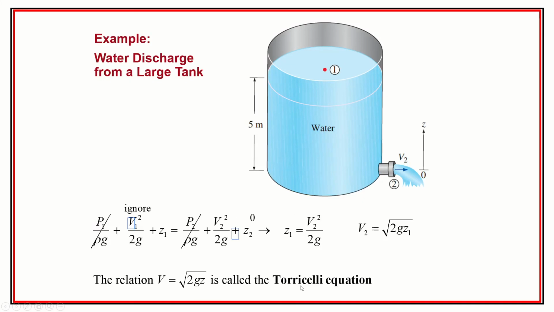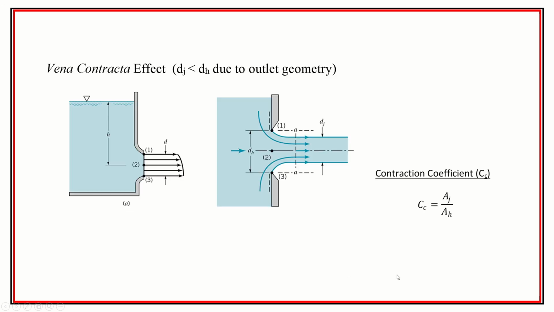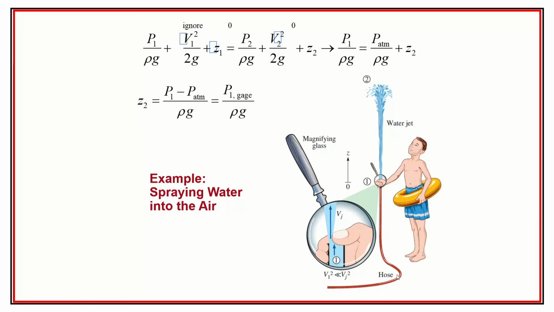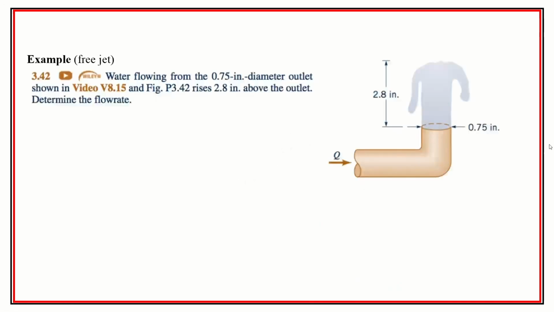So here you go. Here's our book, Cengel, with the Torricelli equation right there. The vena contracta, spraying water up in the air. Here's another one we'll see. And here's the problem we'll do in the next video.